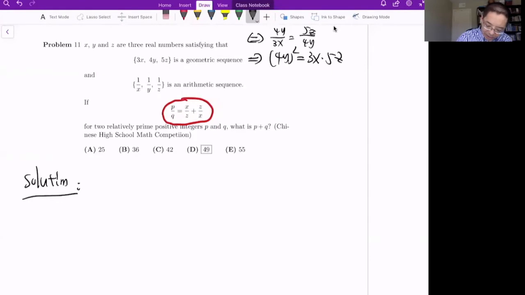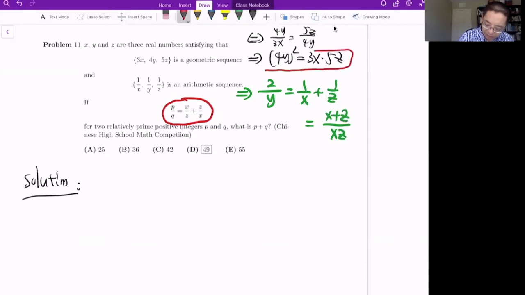Now, as for the arithmetic sequence, we have 2 over y: twice the middle equals the sum of the other two, so this is 1 over x plus 1 over z. I can recombine into one fraction, with xz in the denominator. So basically we have 2 equations. This is the first equation, and then we have the second equation. Let me put it here.